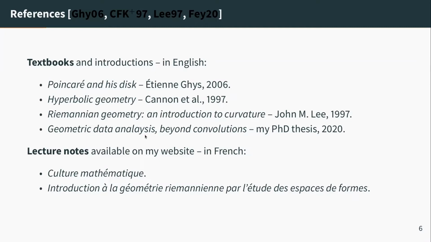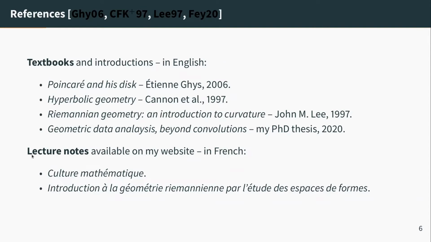And finally, especially for everything that's related to applied Riemannian geometry and probability distributions, you can look at my PhD thesis, Geometric Data Analysis Beyond Convolutions. I'm really trying to make it very accessible, and obviously it fits well with the rest of the class, because I try to put what I think is extremely relevant if you want to do geometry in this field. So that's about it for English material.